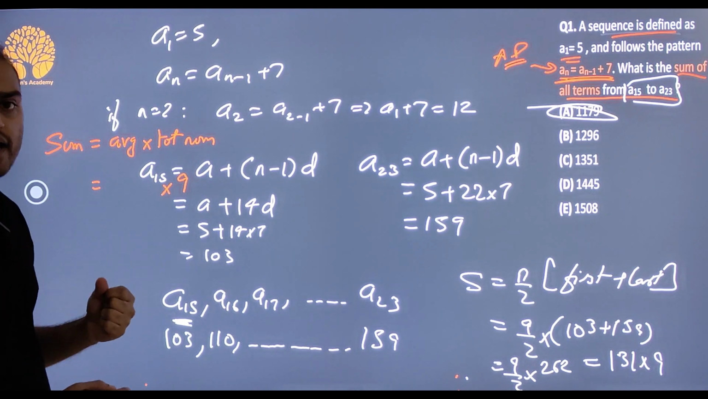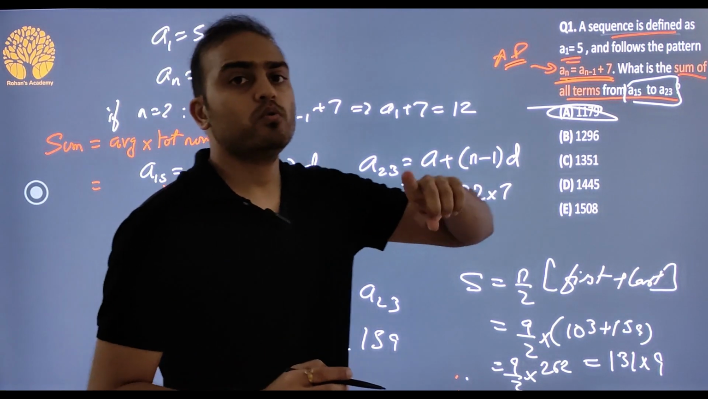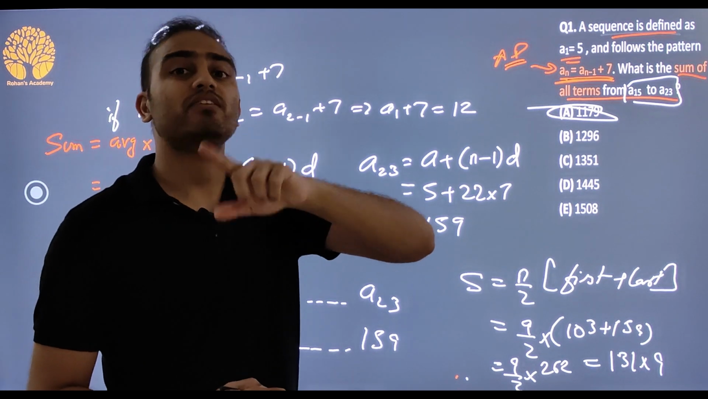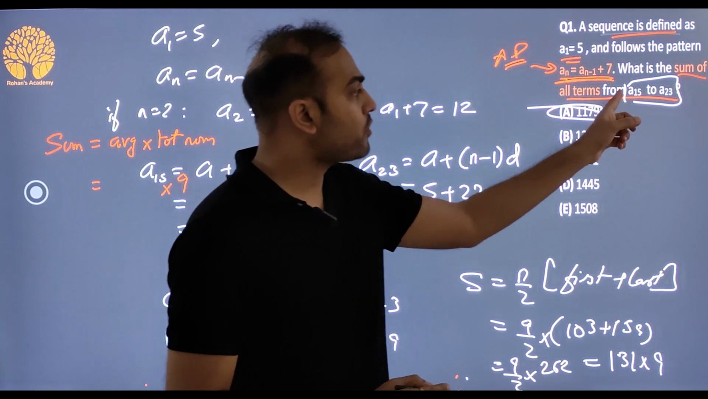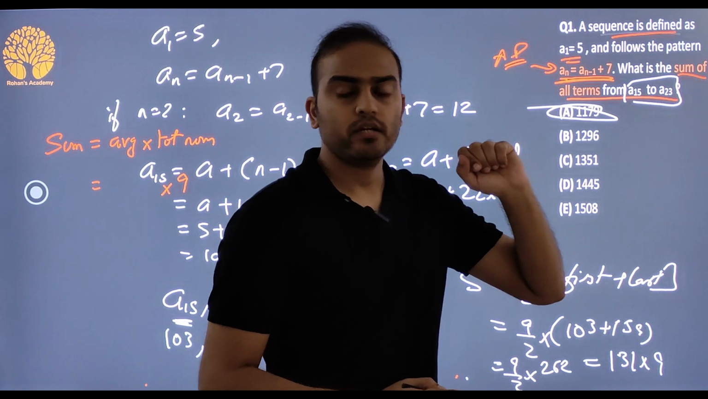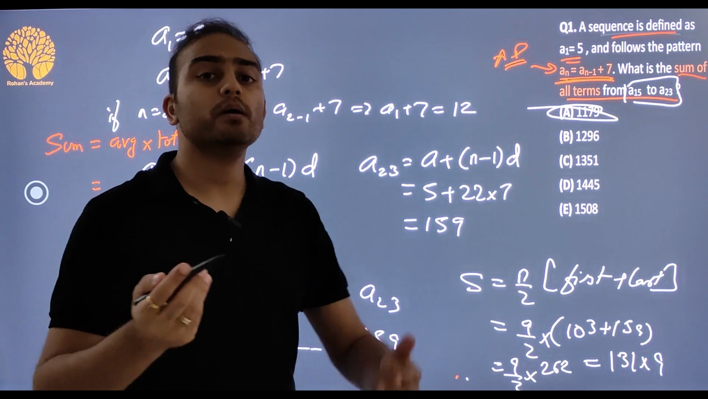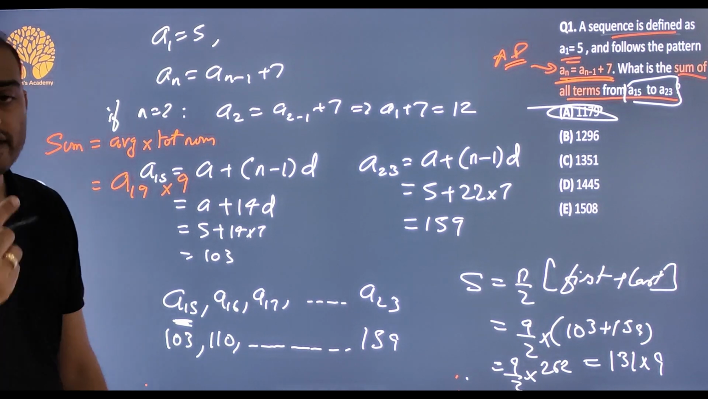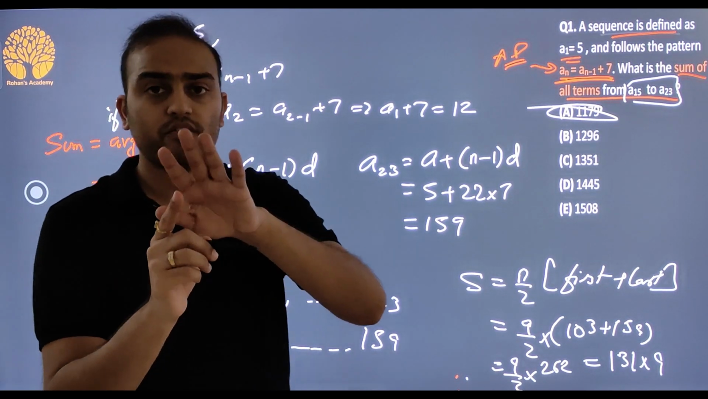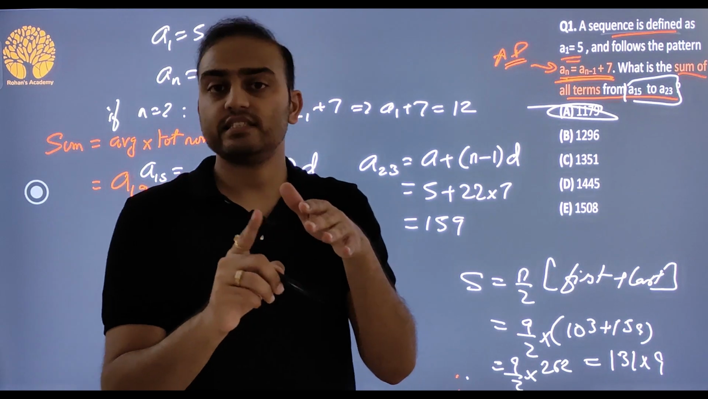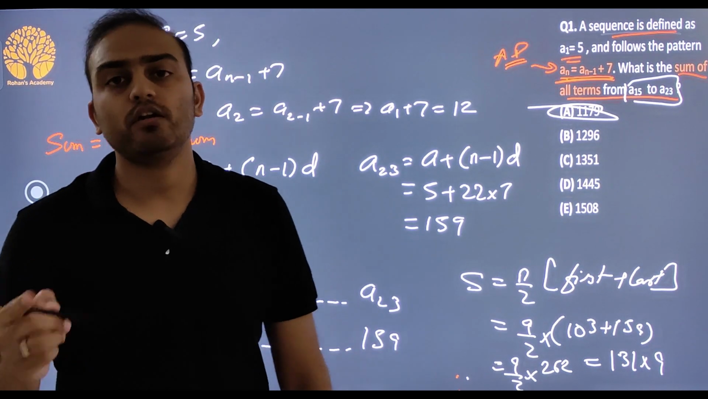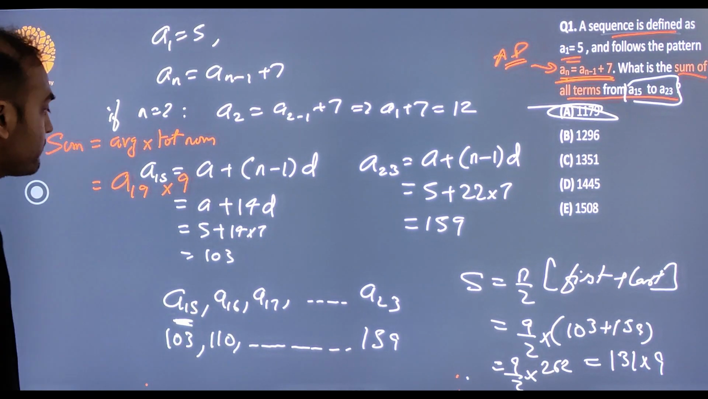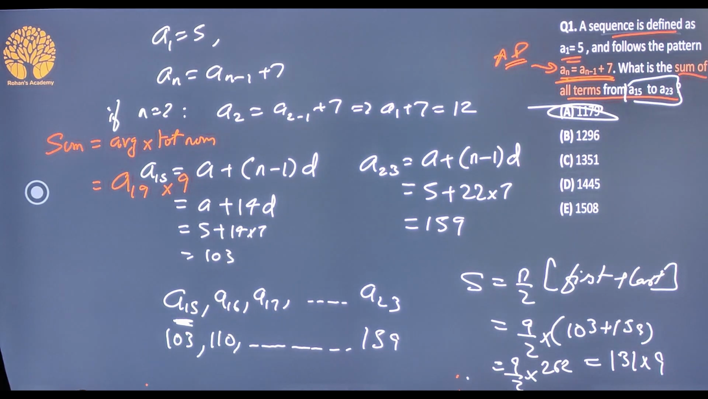Now the question comes, what is the average? I know in an arithmetic progression, average is the middle term. From A15 to A23, if you just count, what will be the middle term? That will be A19. The 19th term will be the middle term because it will have 4 terms before it, 15, 16, 17, 18, and 4 terms after it, 20, 21, 22, 23. So A19 is my middle term.